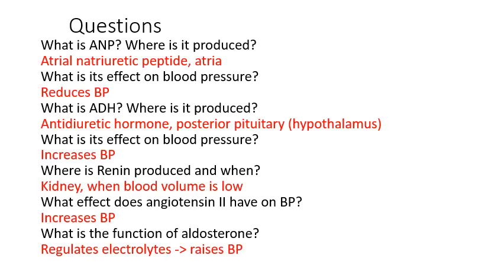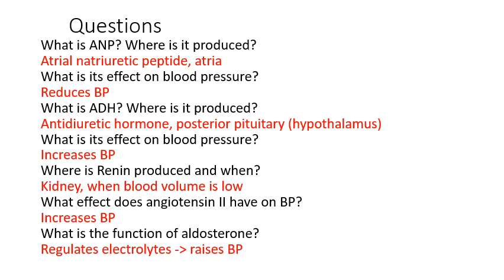All right, so hopefully these are the answers that you came up with. ANP stands for atrial natriuretic peptide. It's produced in the atria of your heart. The effect that it has on blood pressure is to lower blood pressure, reduces blood pressure by encouraging sodium and water loss in the urine. What's ADH? That's antidiuretic hormone, and it's produced in the hypothalamus, released from the posterior pituitary. The effect of ADH on blood pressure is to increase it. So antidiuretic hormone increases blood pressure.